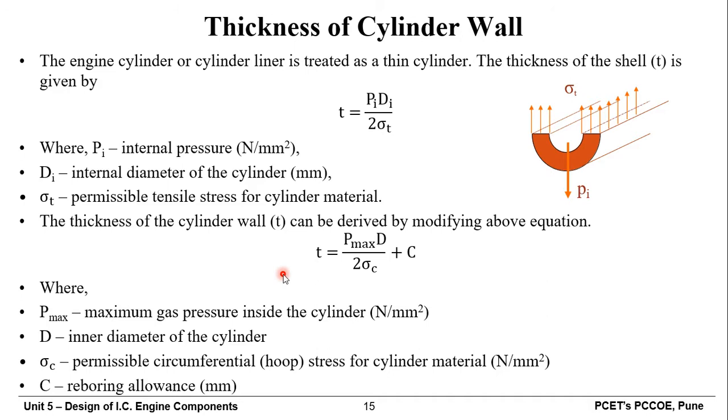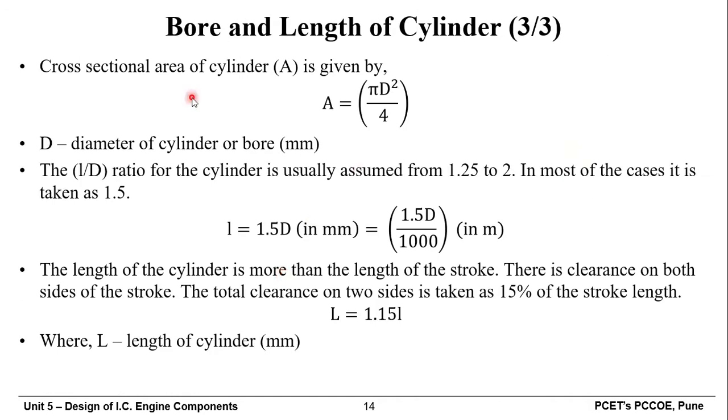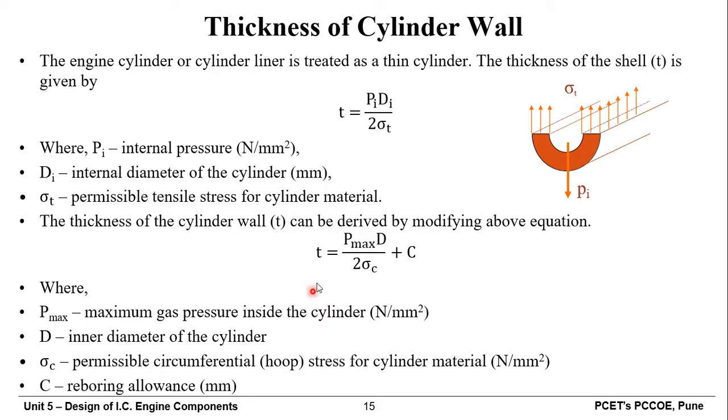So now we have four dimensions: diameter of the cylinder, stroke length, total length, and thickness. If we get all these dimensions, then your cylinder design is over. And this is only the design principle. We are not going to consider so many other parameters.